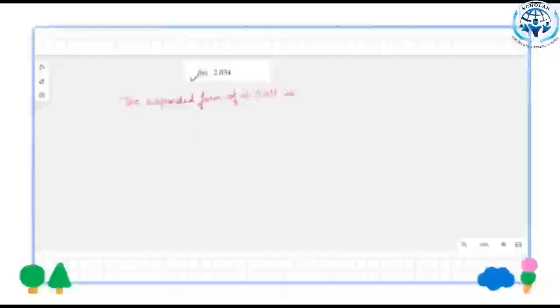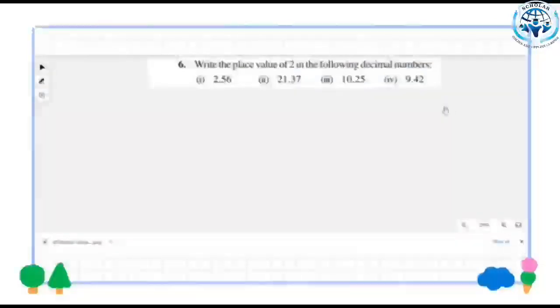Students, if there are 4 to 5 parts in a question, after watching 2 to 3 parts, you can do the rest parts yourself and check the answers. This way you will be able to know whether you have understood the concept well or not.